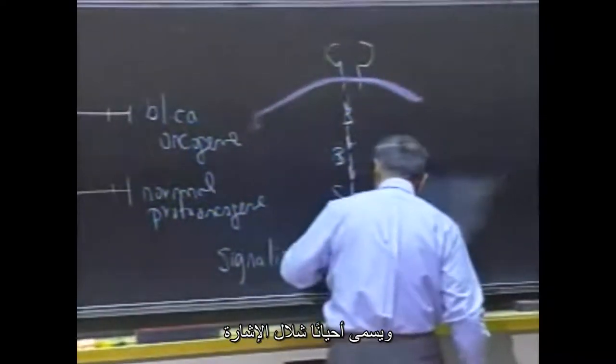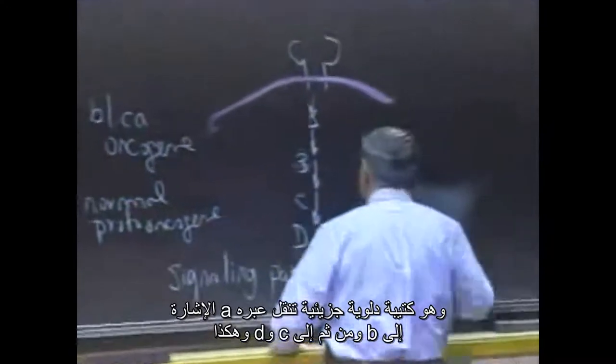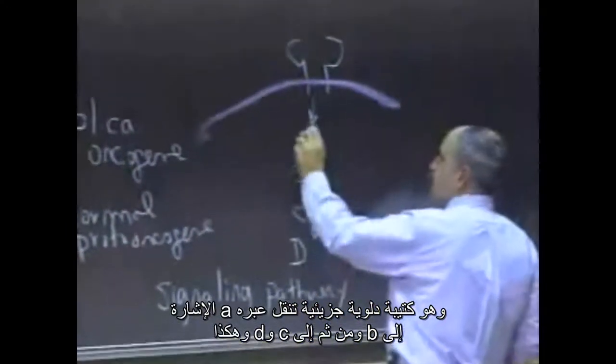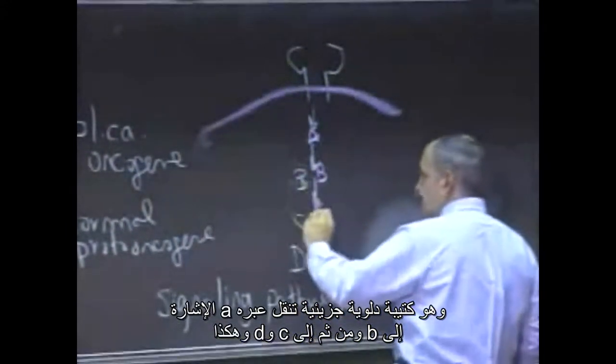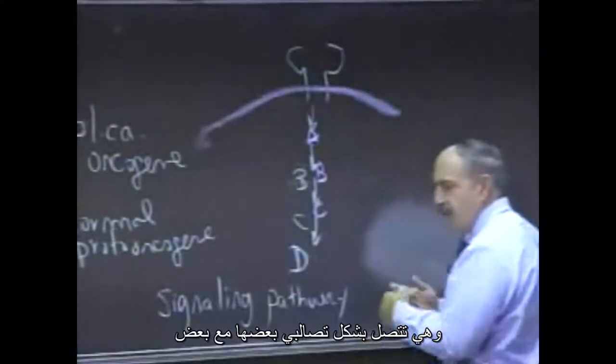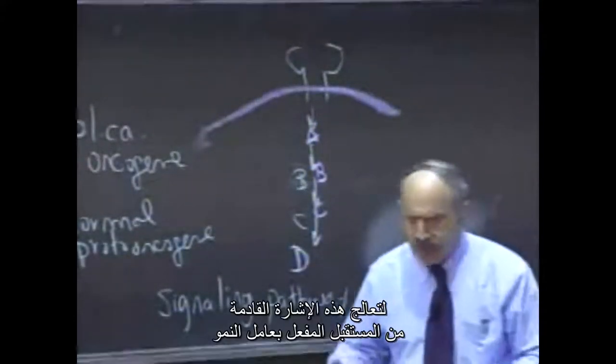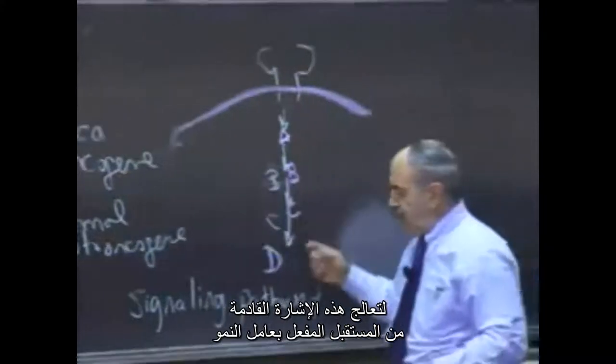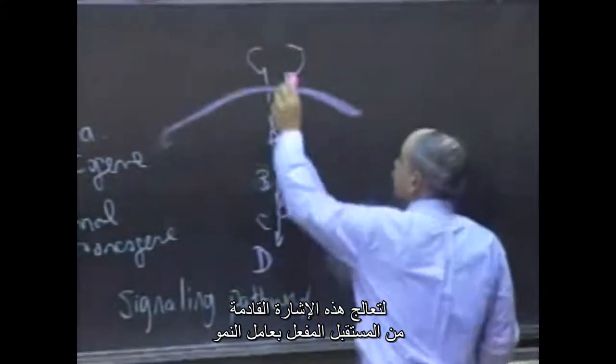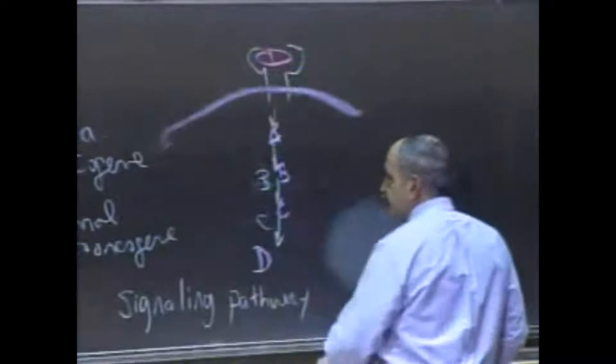Sometimes it's called a signaling cascade. It's a molecular bucket brigade where A passes signals to B, passes signals to C, to D, and so forth. And they cross-communicate with one another to process this incoming signal from the growth factor-activated receptor.